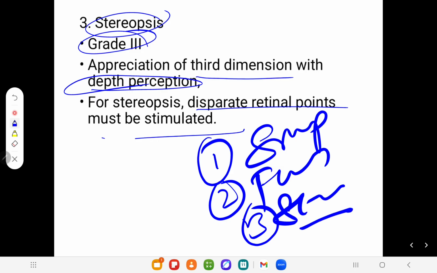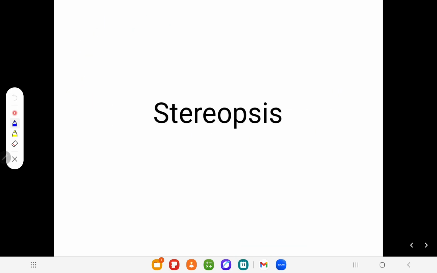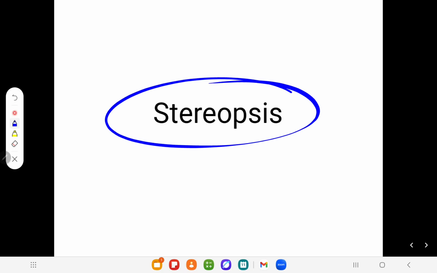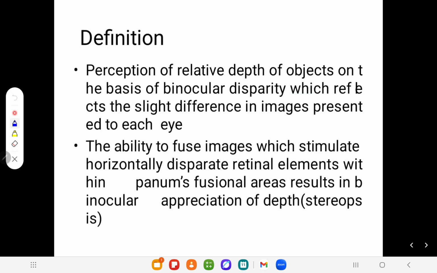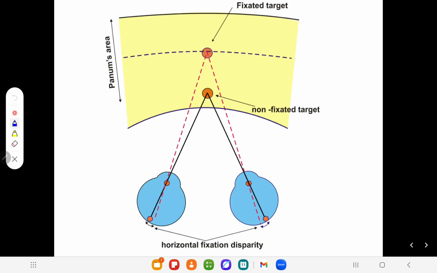These are the grades, and the most important thing from earlier to last is we have to have simultaneous macular perception, we have to have fusion, and then after that we'll have stereopsis. That's another story: what is stereopsis? It's very crucial. You have to understand stereopsis, otherwise binocular single vision theory is incomplete. For stereopsis we have to define it first: the perception of relative depth of objects, on the basis of binocular disparity, which reflects the slightly different image presented to each eye. The ability to fuse images simultaneously, with horizontal disparity elements within Panum's fusional area, results in the appropriate depth of stereopsis. Okay, just forget about it.